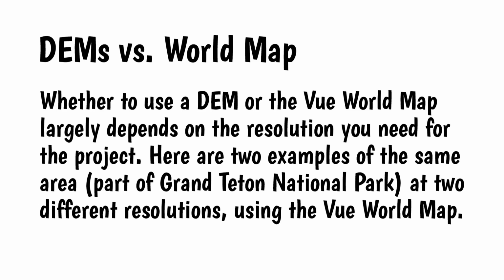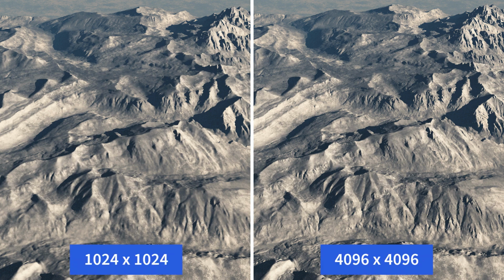DEM versus world map. Whether to use a DEM or the View world map largely depends on the resolution you need for the project. Here are two examples of the same area, part of Grand Teton National Park, at two different resolutions, using the View world map. Both are height field terrains.